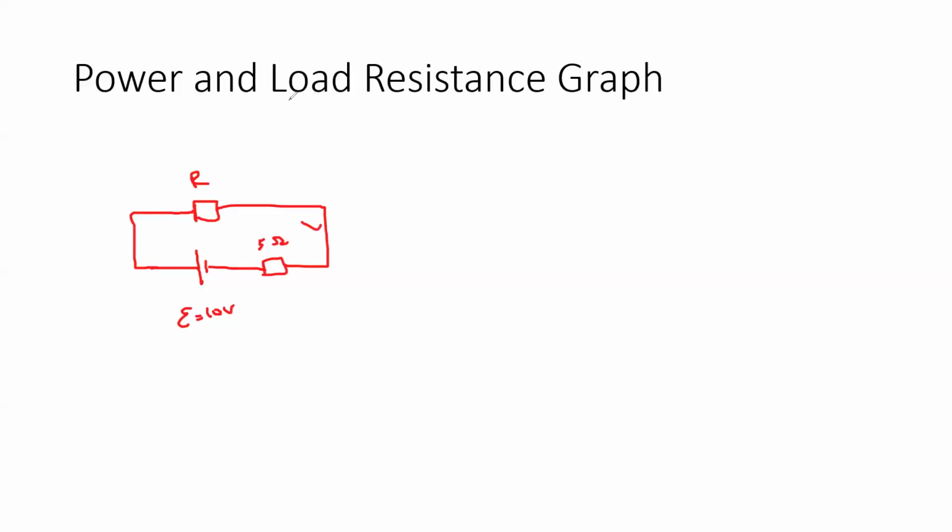We want to plot a graph between the load resistance, or external resistance, and the power. And what is the formula for power? You can use P equals VI, or P equals I square R, or V square over R, any formula. We'll take different examples. Let's say the value of R is 2 in the first example.